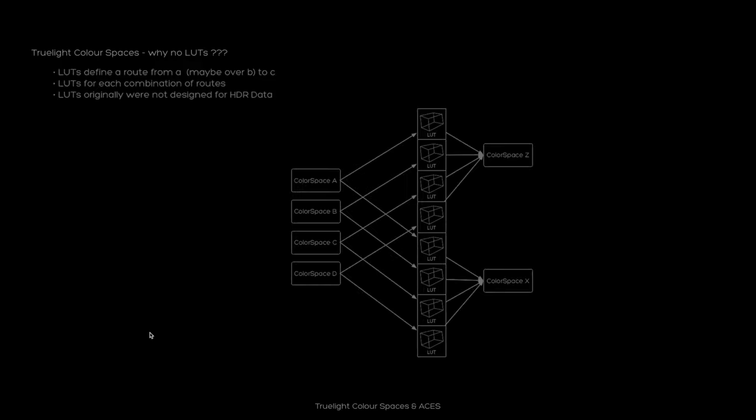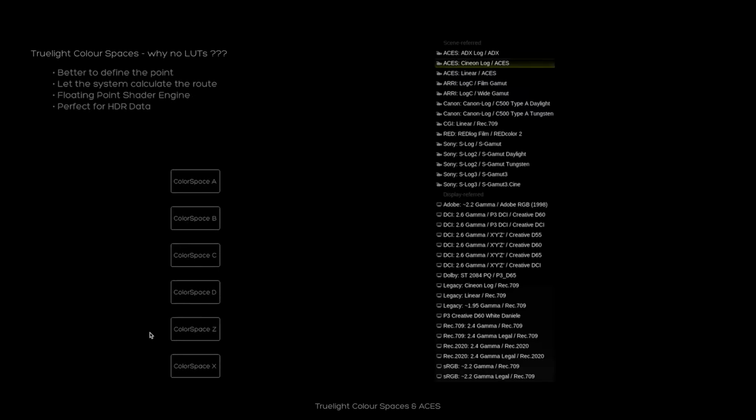In Truelight color spaces, you do not design lookup tables, but color spaces. The actual transformation is done for you on the fly in a GPU shader floating point engine based on mathematical formulas rather than on LUTs. It's a system with higher precision, more flexibility, and fewer possibilities for errors. Truelight color spaces ships with around 40 color spaces and 5 display rendering transforms by default. To have the same flexibility in a LUT-based system, you would need more than 5,500 LUTs.